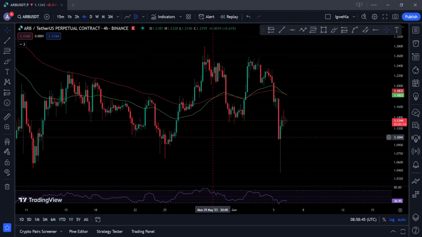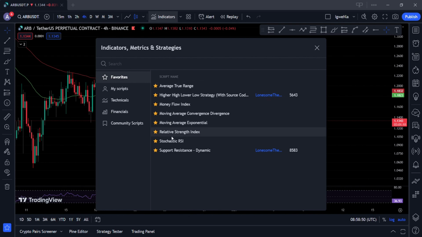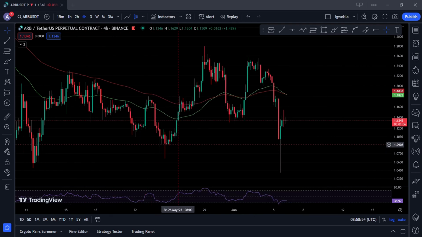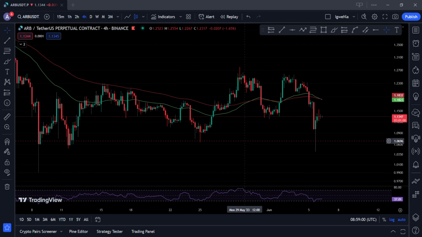So using this indicator, support and resistance, you will definitely get to know where the support and the resistance of this live chart are. But looking at it right now, I know where the resistance is, I know where the support is, so I can easily draw my support and resistance using this trend line. Are you seeing it? Using this trend line?